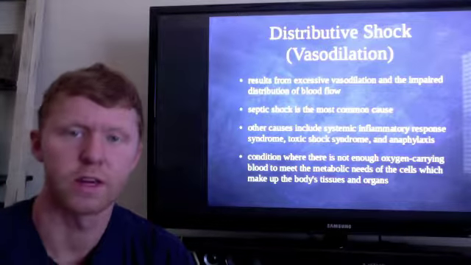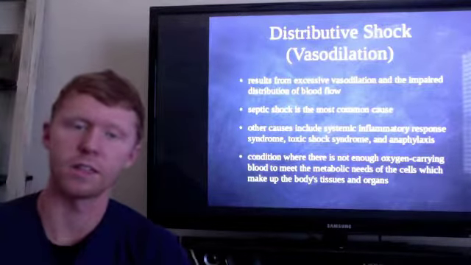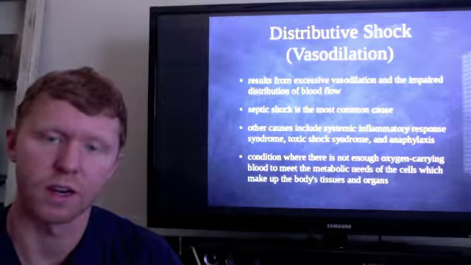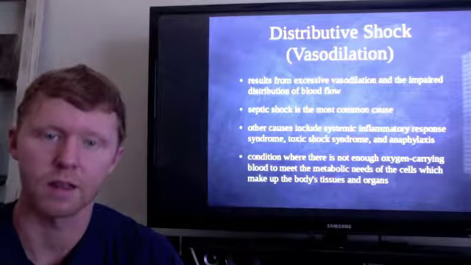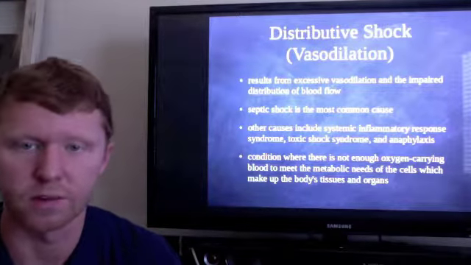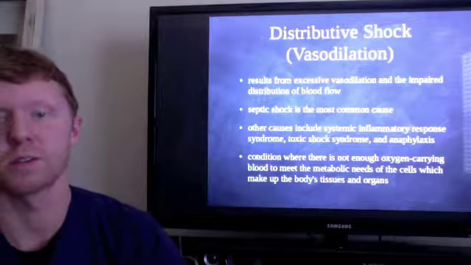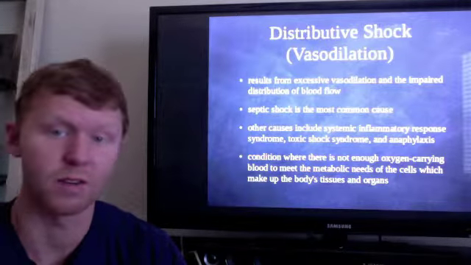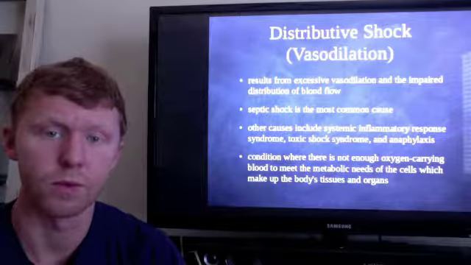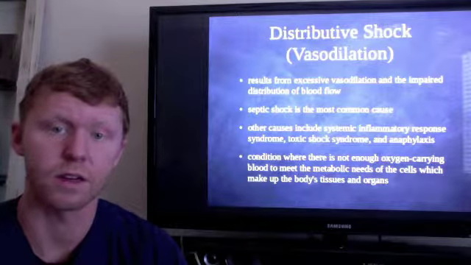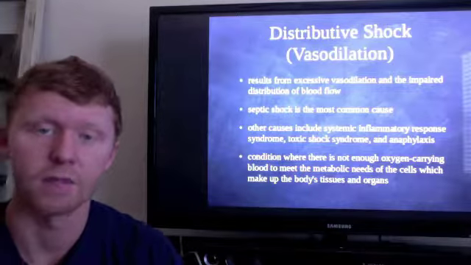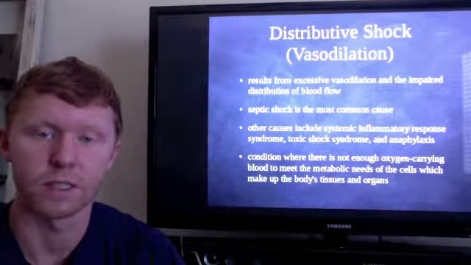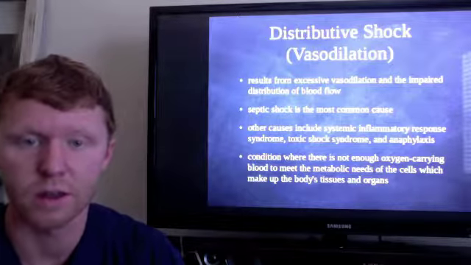So with distributive shock, we think of excessive vasodilation, and the most common cause of this will be from septic shock. Some other causes will be from systemic inflammatory response syndrome, known as SIRS. Toxic shock syndrome is from a bad bacterial infection. One of those could be staph infection, and anaphylaxis, which is an allergic reaction, could cause distributive shock.